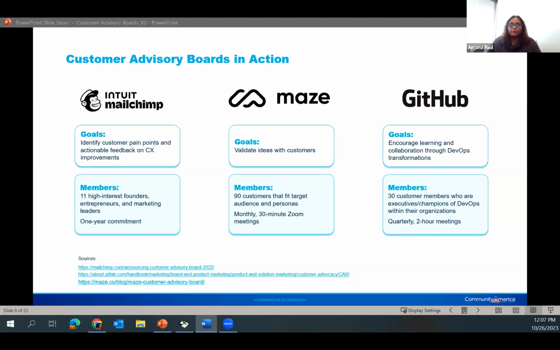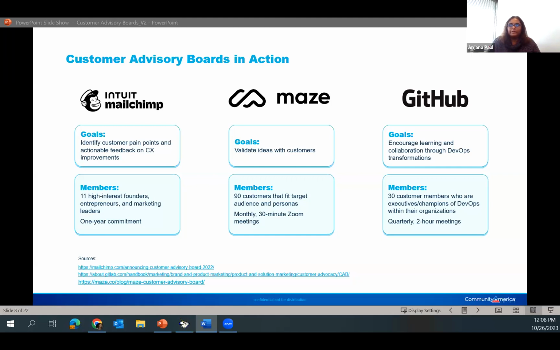Then there's Maze, which some of you might be familiar with. It's a product discovery platform that's used by researchers to gain research insights. So the purpose of their customer advisory board is to validate their ideas before bringing them into the market. Maze has a much bigger advisory board. It's made up of 90 of their members that fit their target audience. And these members meet monthly on a 30-minute Zoom call to share their feedback.